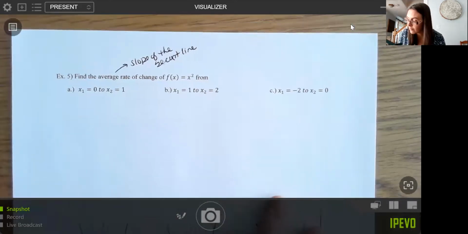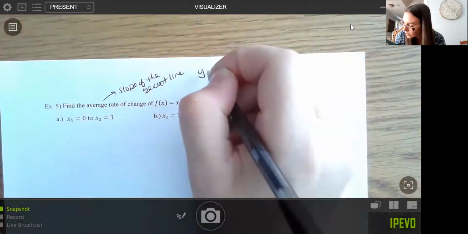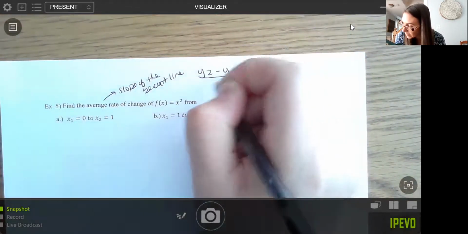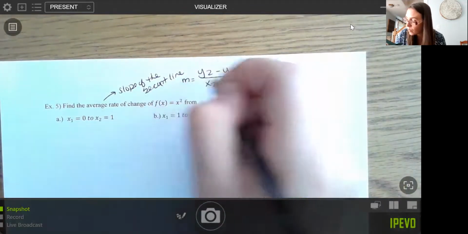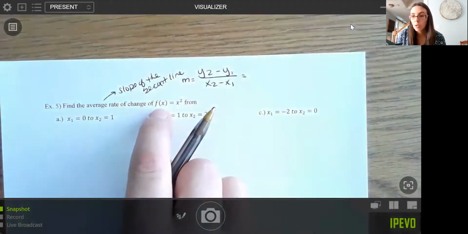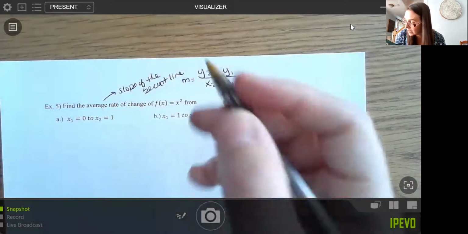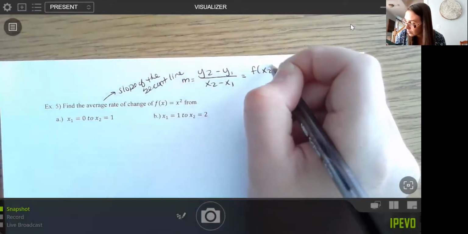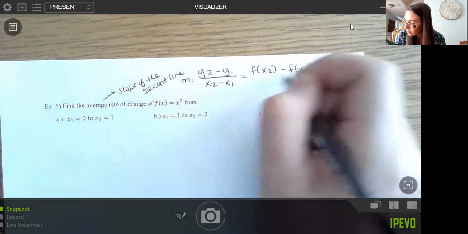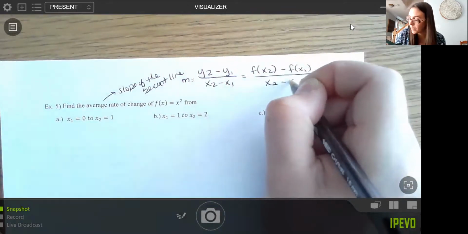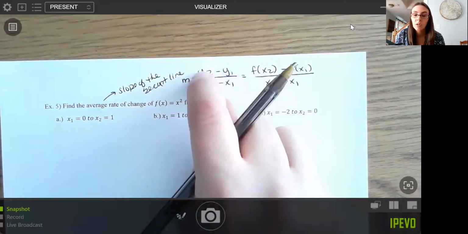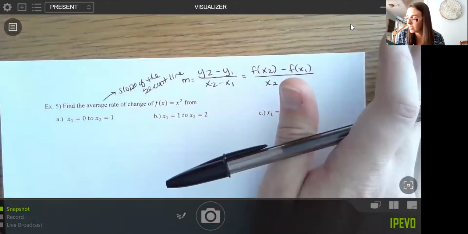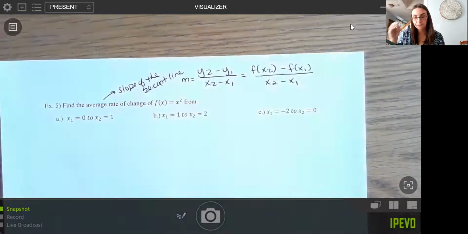So you're still using that formula. Y2 minus Y1 over X2 minus X1. Okay, that's still what slope represents here, but we're using function notation now. So the way we write it in function notation is f of X2 minus f of X1 over X2 minus X1. Remember that function notation and Y is completely interchangeable. So it's the same exact formula. It's just that we're using function notation instead here.